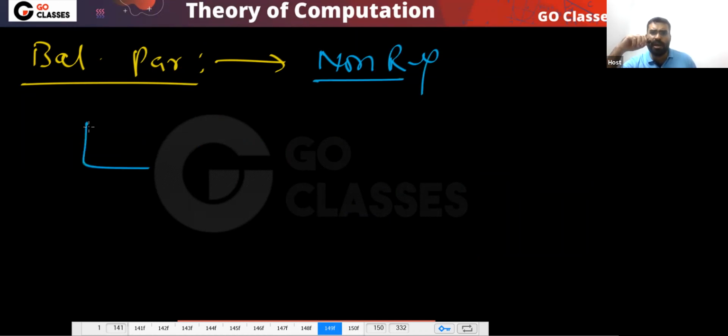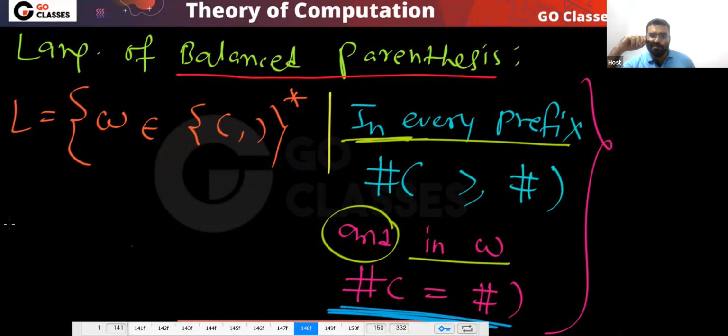Is this balanced parenthesis language regular? This is non-regular, right? Why is this non-regular? First of all, remember this condition: the number of open parentheses must be equal to the number of closed parentheses in the entire string. And also in every prefix, this should happen.